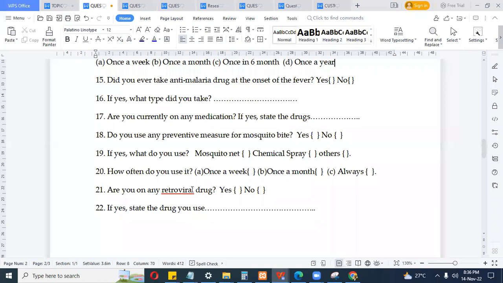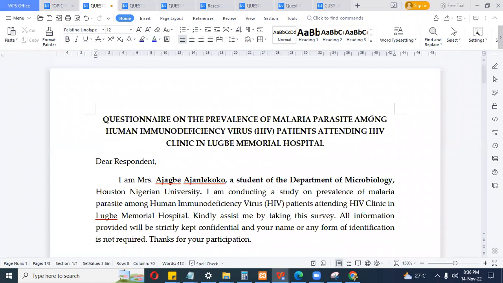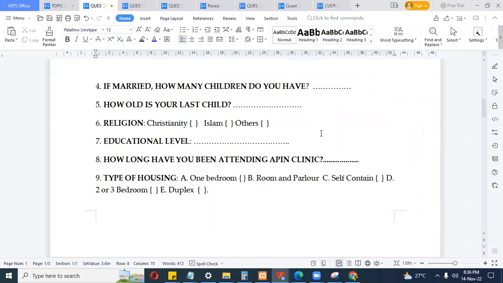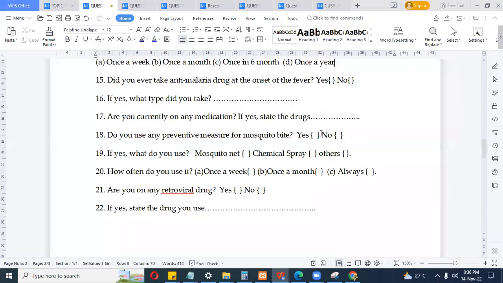Are you on any retroviral drug? So if you check very well, you will see that the aim of this study is actually prevalence of malaria amongst persons with HIV. I've not seen any HIV question so far. I only saw it at question 21, 22. Are you on any retroviral drug? It did not even ask if the person has HIV. You're not asking if the person uses retroviral drugs.